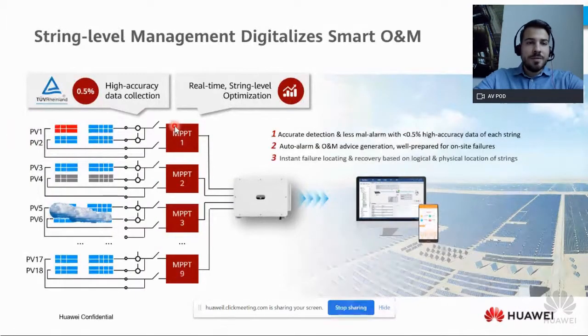So as I mentioned, we have string level management. So you will have live information coming from the inverter. You can set audio alarms, or you can always look for faults if something happens. But as long as there is no problem, you can still see what is happening for each string inside the inverter, and this is done by high accuracy data collection with a high precision measurement system.